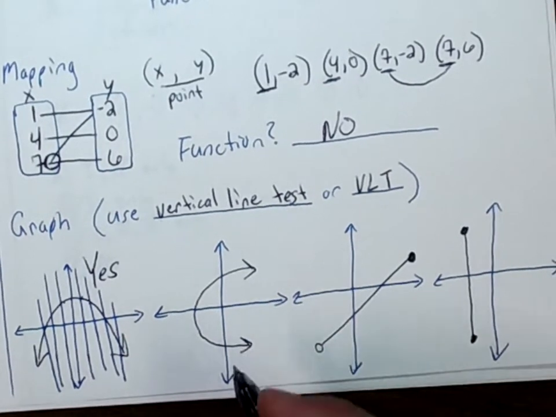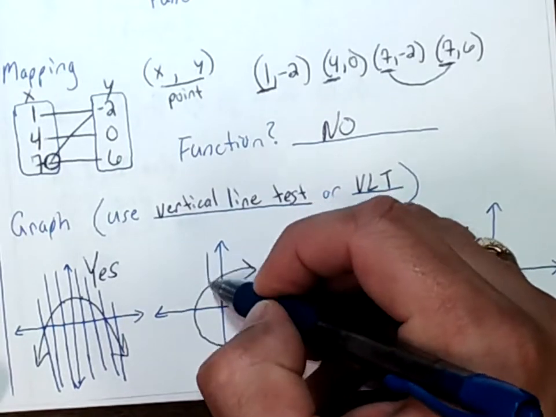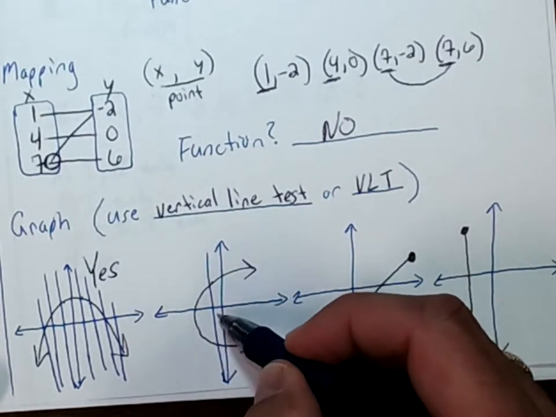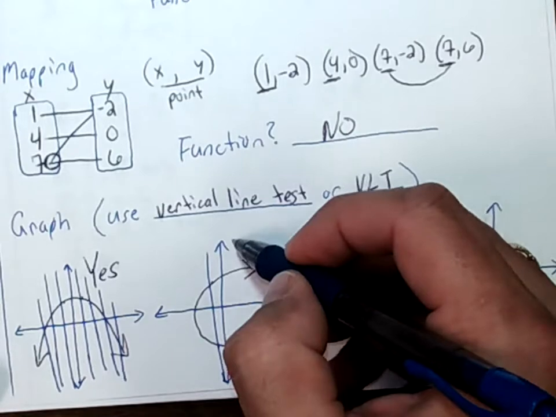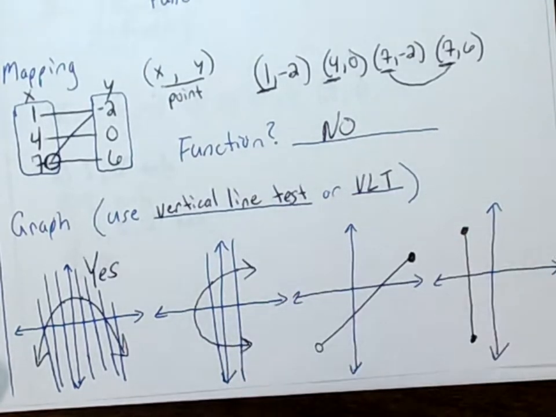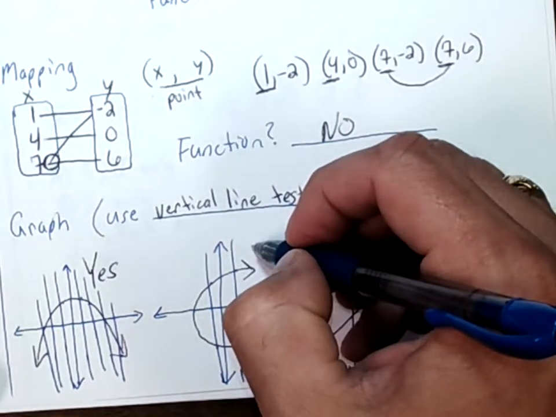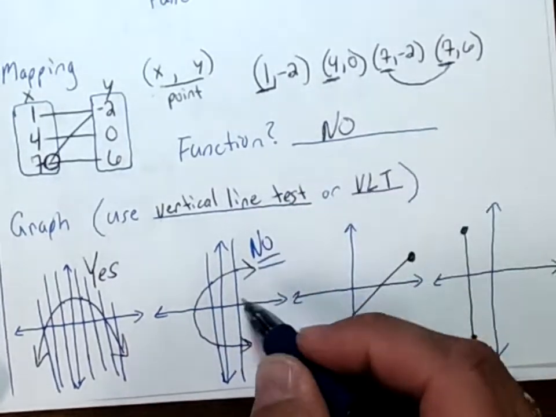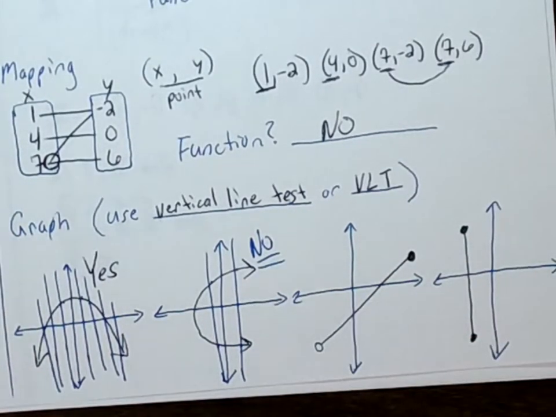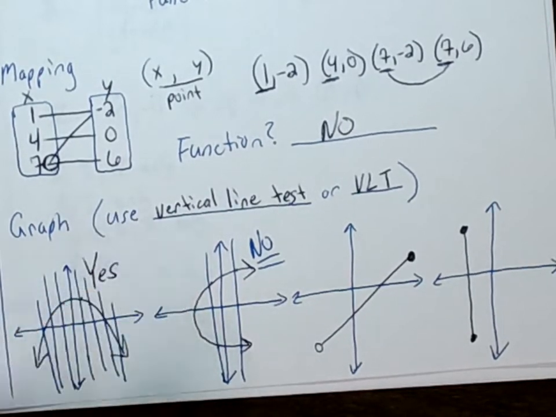Look at the second one though. If I make a vertical line right here, doesn't matter where, once and twice. Make a vertical line here, once and twice. So no, this is not a function, because it did not pass the vertical line test. Once again, it can only touch the vertical line one time, not twice.